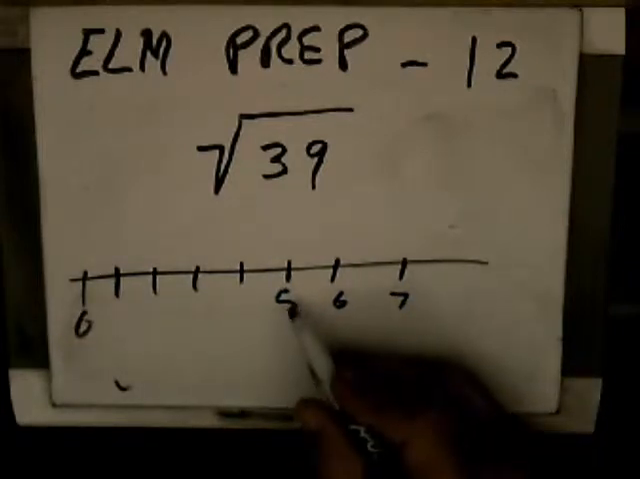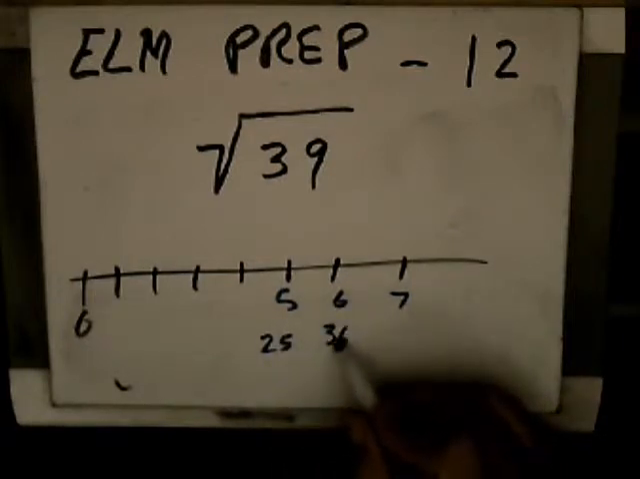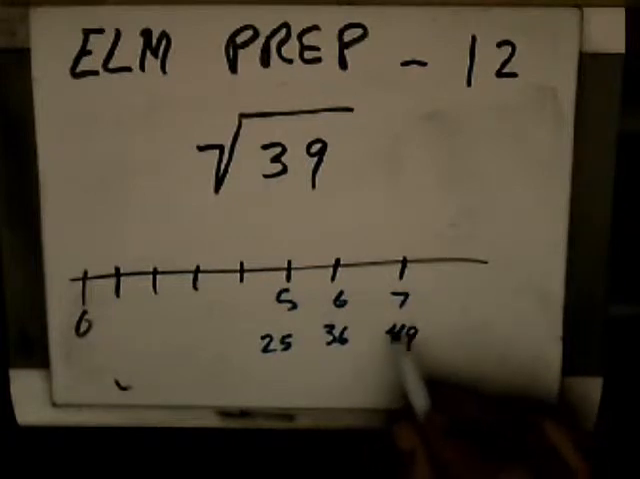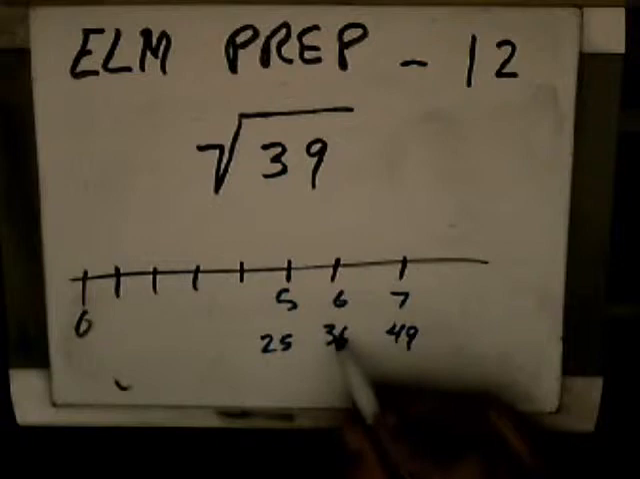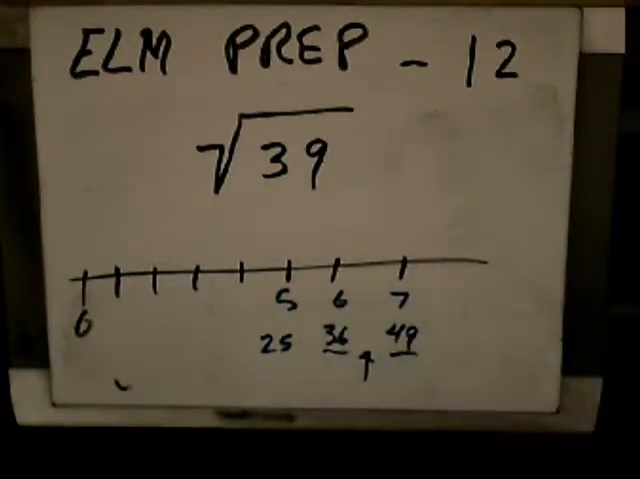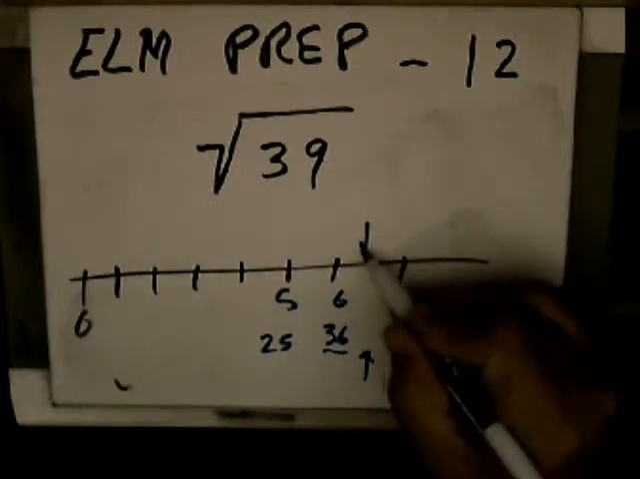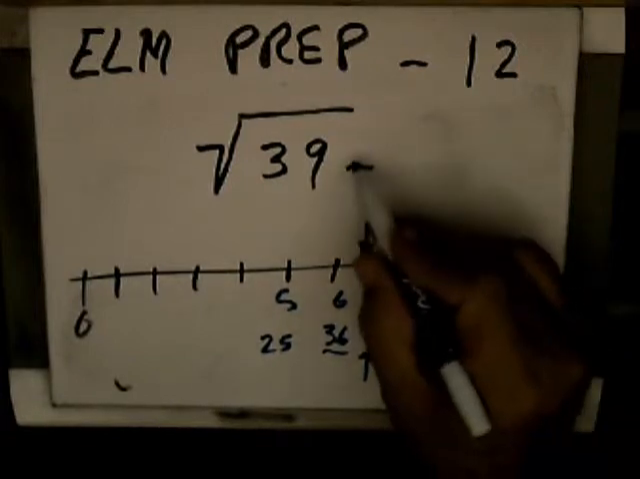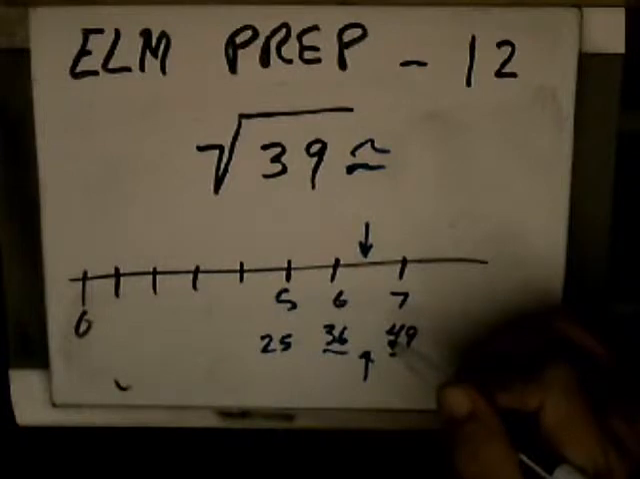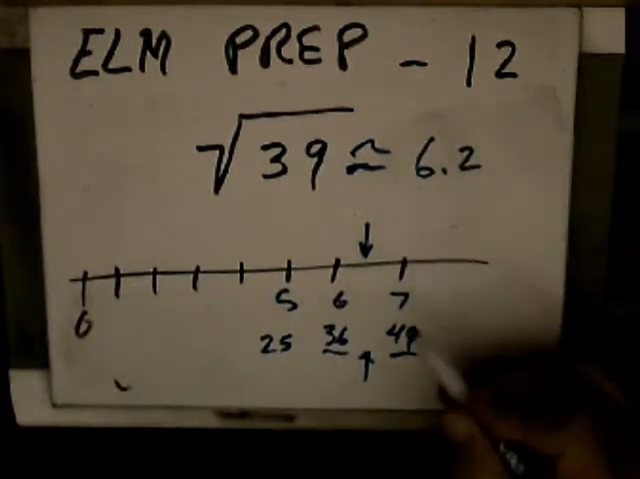Well, the square of 5 is 25. The square of 6 is 36, and the square of 7 is 49. So the square root of 49 would be 7, the square root of 36 would be 6. But our square root lies between these two numbers, so our answer lies somewhere between 6 and 7. Our approximate answer for the square root of 39 is a little more than 6, so I might say 6.2.